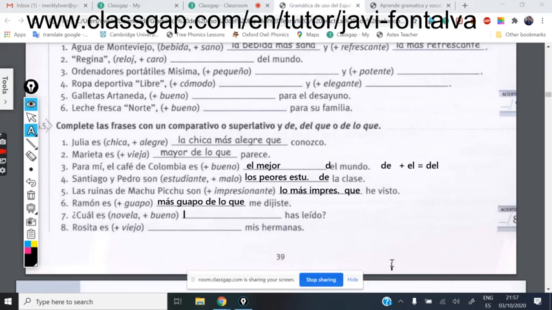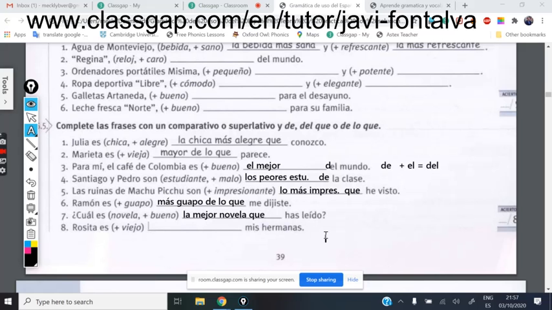Seven. ¿Cuál es la mejor novela? Okay, so the best novel you've read. So la mejor novela que has leído, that you have read.